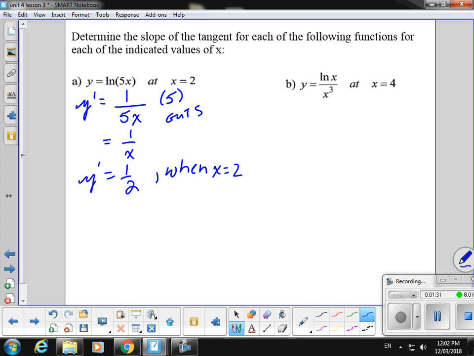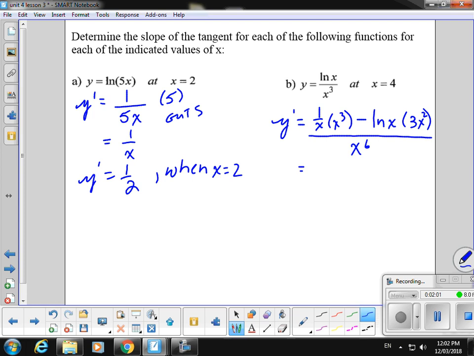Our second one is a quotient rule. So if we're doing the quotient rule, we have the derivative of the first, which is 1 over x, times the second, subtract the first times the derivative of the second, all over the second squared. Now I'm expecting my derivative to be 1 degree smaller than the original function, so I believe there will be a factor of x squared I can take out just to tidy that up a little bit.